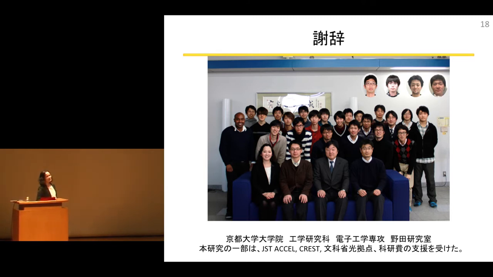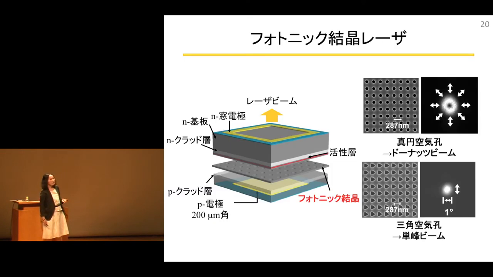In Dr. Noda's laboratory, they are conducting research on photonic-crystal lasers. So let me briefly explain what they are doing in their research. This is a different type of laser from the halo type one. They are lined up in a 2D way. By using these round crystals, we can get a donut beam. But if those are triangles, then we can get a single lobe beam.